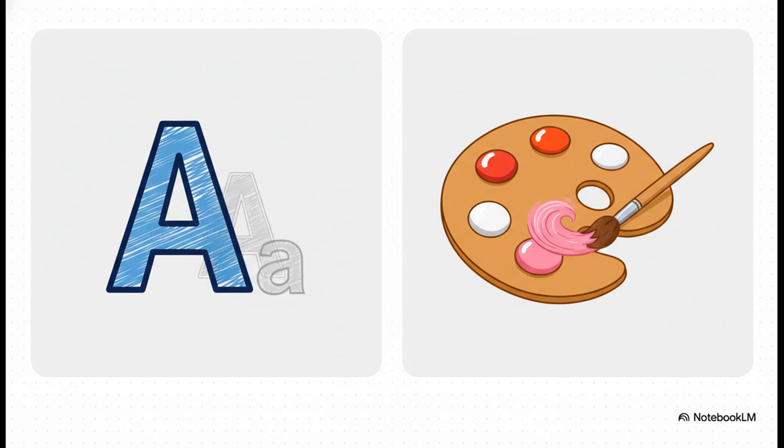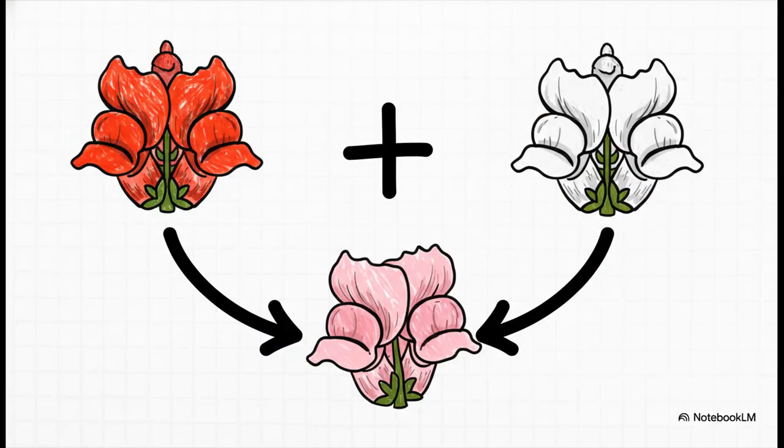It creates something totally new. The absolute textbook example of this is the snapdragon flower. So check this out. If you cross a red snapdragon with a white one, you don't get some red and some white baby flowers. Nope, you get all pink flowers. Neither the red nor the white allele is fully dominant, so they just kind of meet in the middle.